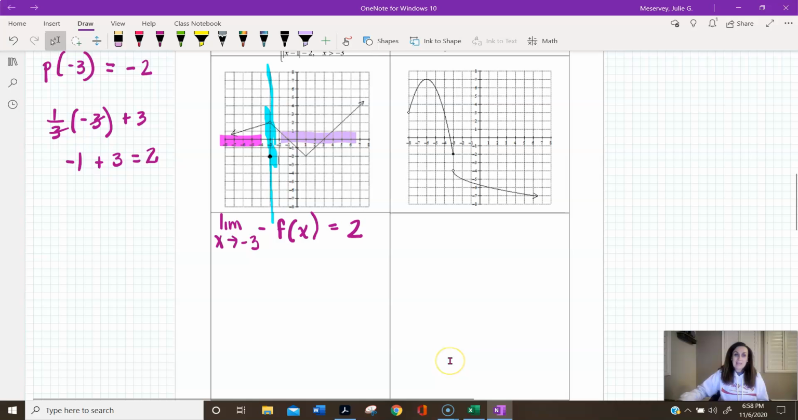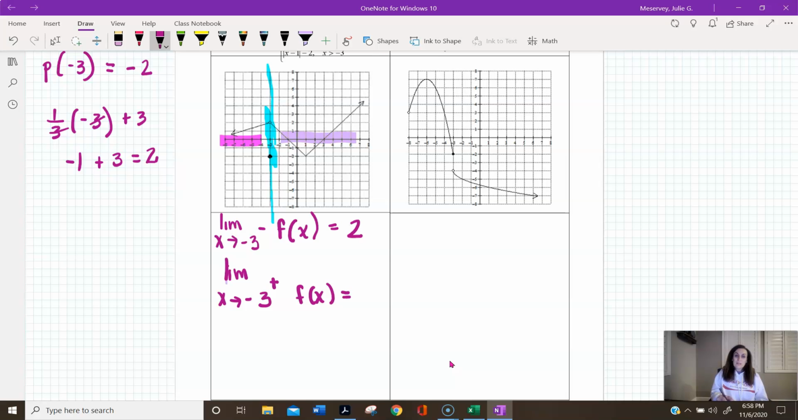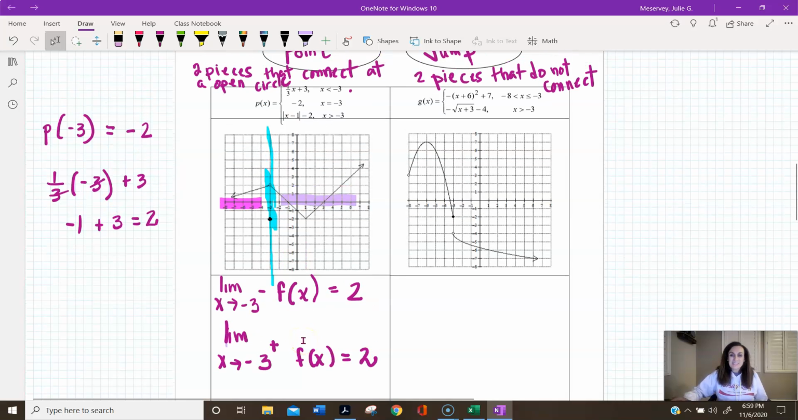So let's go ahead and write that in limit notation. This would be the limit as x approaches -3, and then you put a plus, meaning from the right-hand side, of f of x is going to equal +2 again. Again, if I'm actually at -3, I equal -2. But a limit is just what am I approaching? I'm approaching 2. So let's plug it into the function algebraically and see what happens.